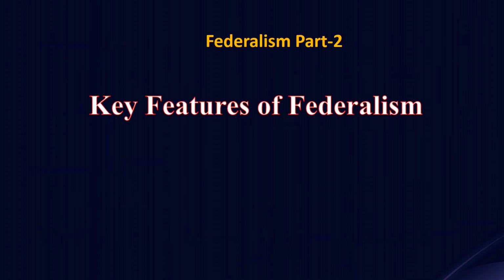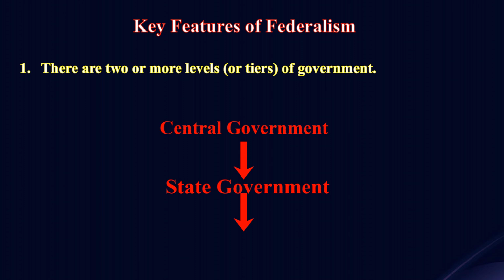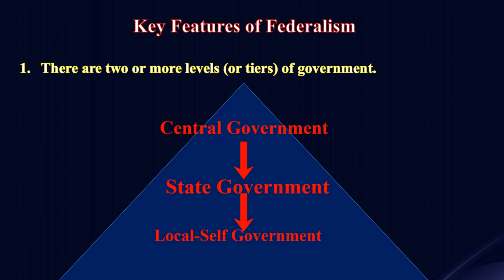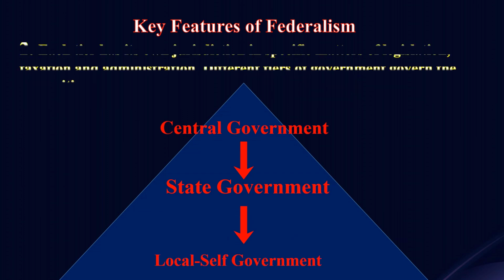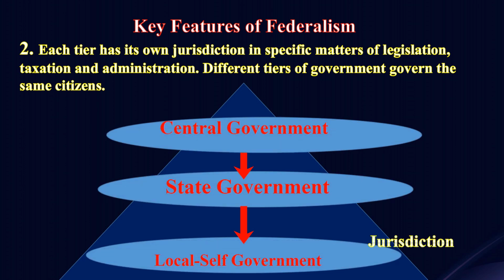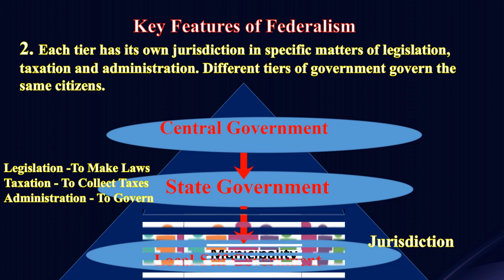Federalism has many important features. Under federalism, there are two or more levels of government, the central government and the state government. In India, we also have a third tier of government, that is the local self-government. Each tier or level of government has its own area of work or jurisdiction. In this jurisdiction, each government has the right to make laws, to collect taxes, and to govern people.